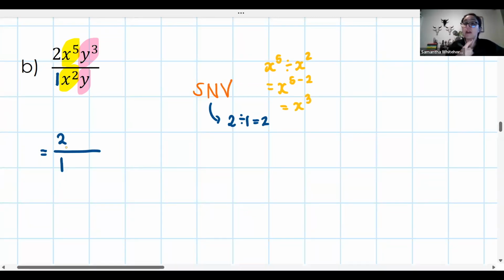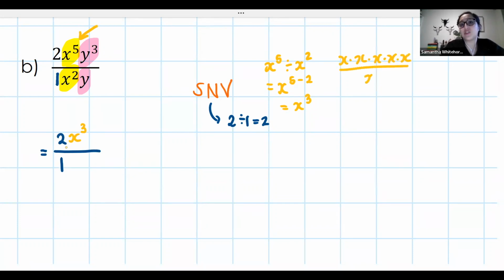Now, because I've got a fraction here, remember, I need to take note of where my leftovers go. My leftovers always go where the biggest exponent for that variable was. So because the biggest exponent for x was in my numerator, my answer of x cubed needs to go into my numerator. If you think about it in terms of expansion, you had 5 x's in your numerator and 2 x's in the denominator. It makes sense that the 3 x's are in the numerator. That's where you had more x's. So just bear that in mind.